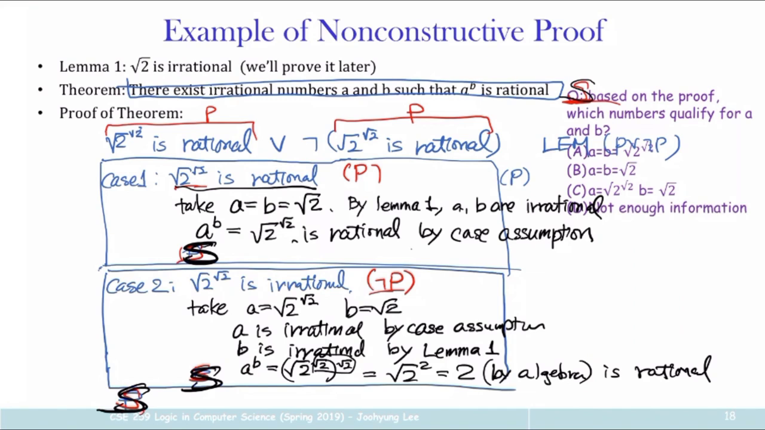So when you see this proof, which numbers qualify for A and B for the theorem? The proof actually does not establish which irrational numbers have A to the power B rational. We didn't find that particular number. The reason is we assumed by case split that this is rational or irrational, but we didn't actually prove that fact.